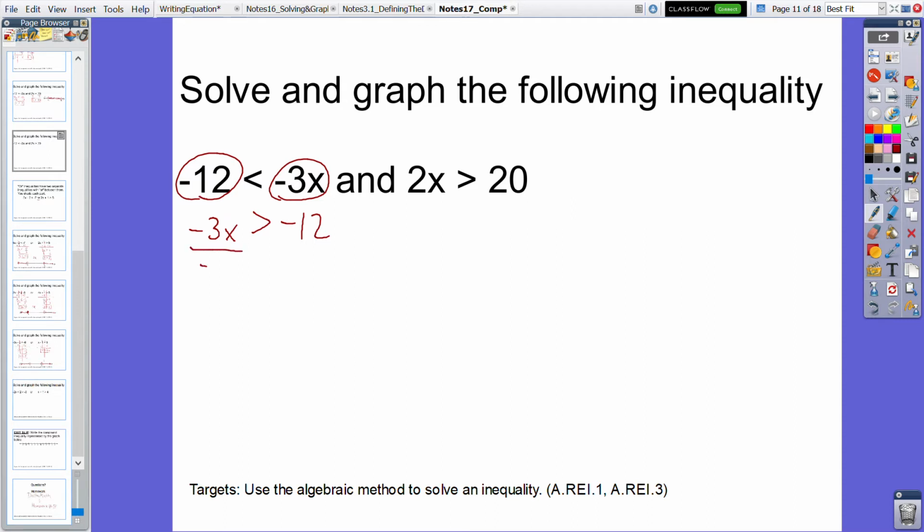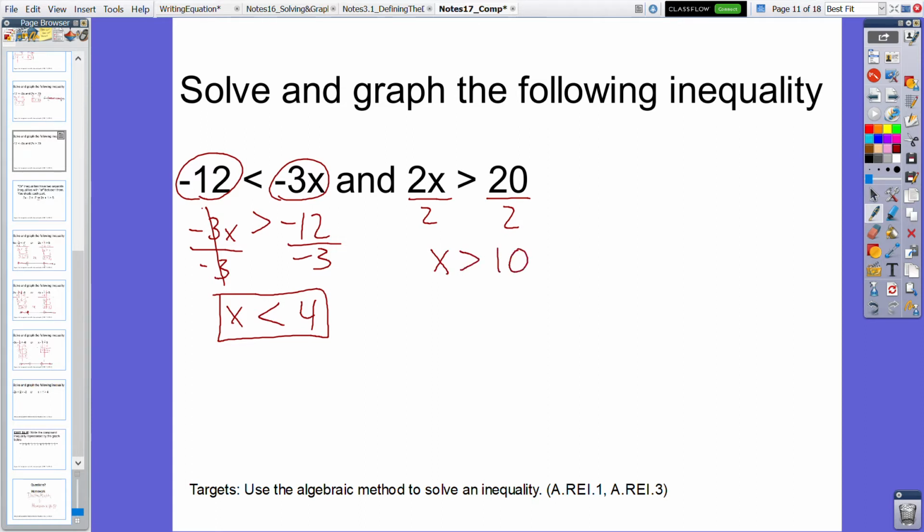So negative 3x gets divided by negative 3. I got to do that on the same side here. So when I do that, my x's cancel, I'm left with x here, I'm left with positive 4 here. My sign also has to switch because I divided by a negative. So all my numbers less than 4, and when I go to divide by 2 in the second inequality, so 2x gets divided by 2, 20 gets divided by 2, I get x is greater than 10.